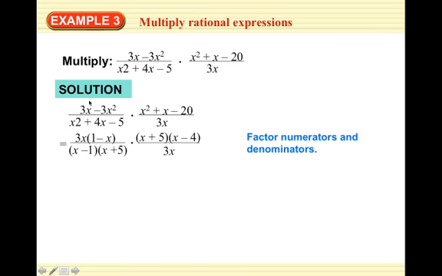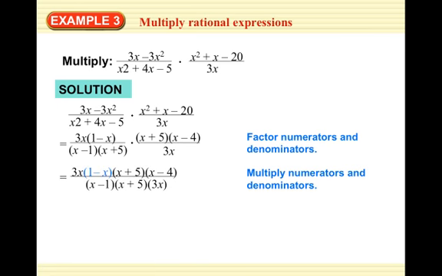So out of the numerator here, we're going to factor out 3x. Both terms have a 3, both terms have an x, and so then we're left with 1 minus x. X squared plus 4x minus 5 means we're going to have x and x. Numbers that multiply to be negative 5 and add to be 4 are negative 1 and 5. X squared plus x minus 20. We need numbers that multiply to be negative 20 and add to be just plus 1. So we're going to have 5 and negative 4. 5 times negative 4 is negative 20. 5x minus 4x is just 1x. And then 3x.